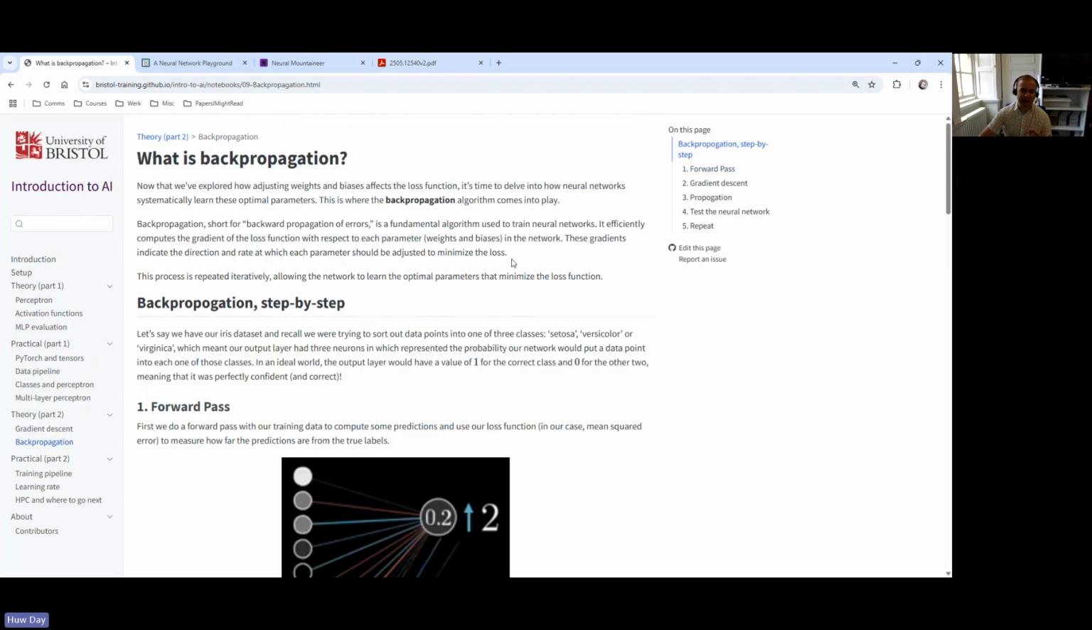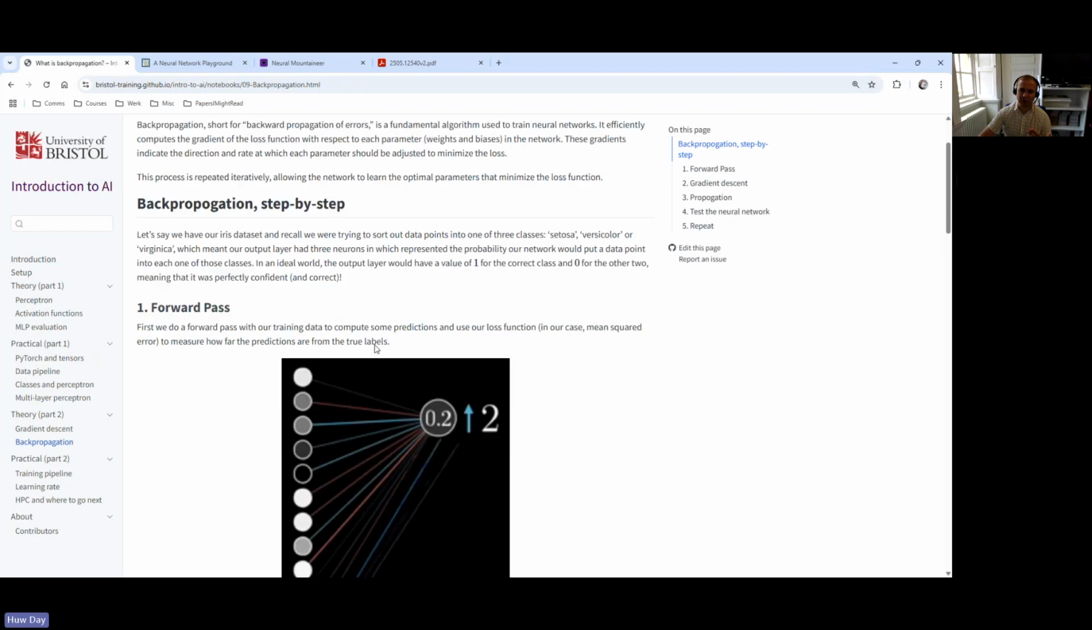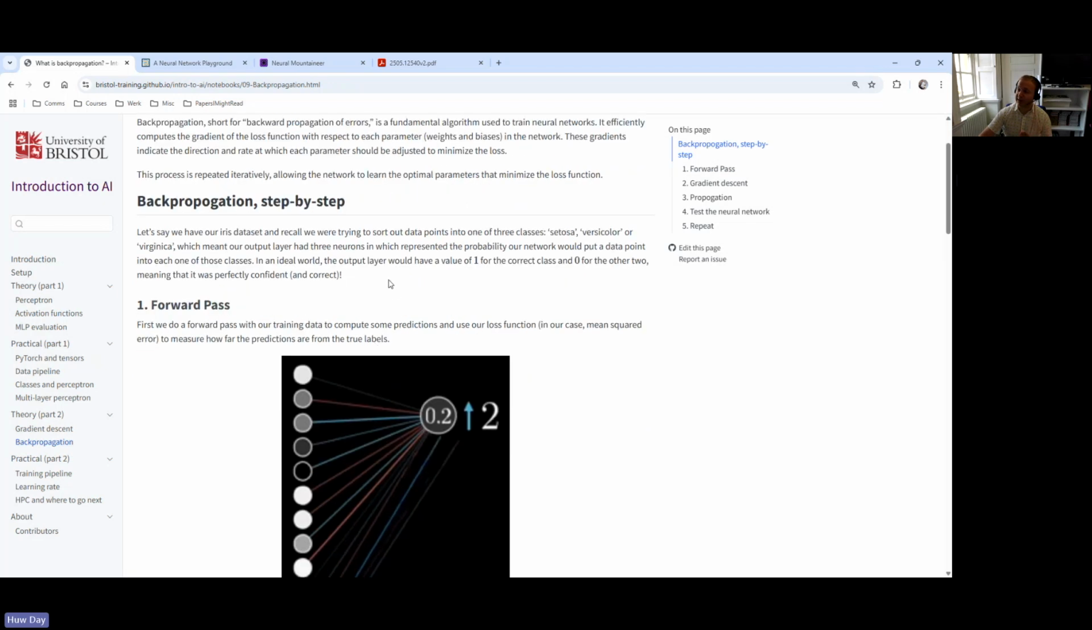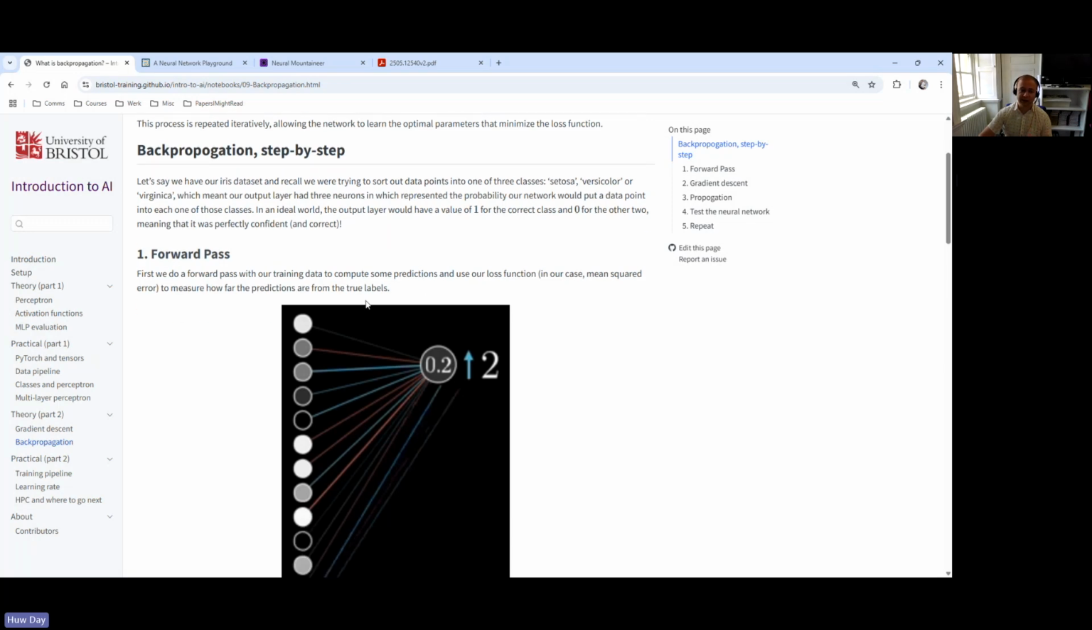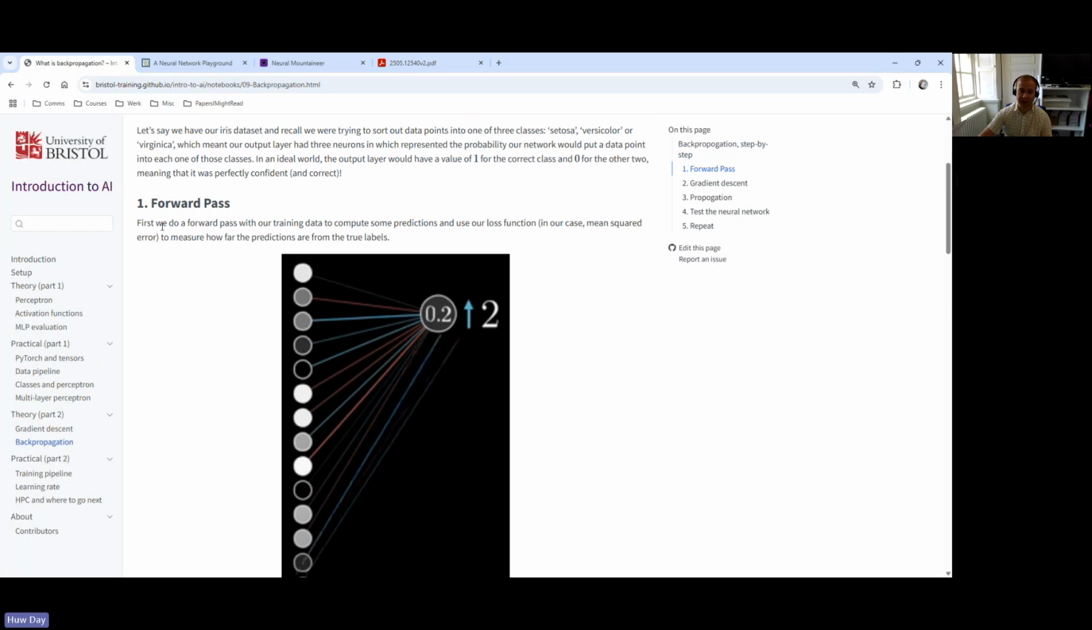So the idea of backpropagation is that we want to have an algorithmic way of updating the weights and biases of our multi-layer perceptron using gradient descent. The first thing we do is a forward pass, where we pass all of our training data through to compute some predictions, and then we evaluate how good a job we've done with our loss function.